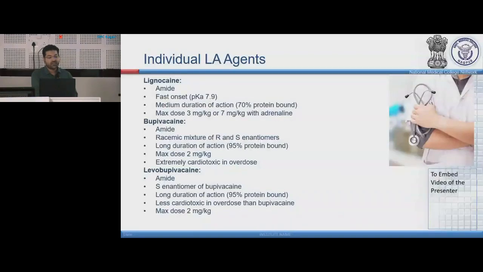Bupivacaine is also an amide, which is a racemic mixture of R and S enantiomers. Long duration of action due to high protein binding, that is 95%. It is extremely toxic to the heart. Maximum dose is 2 mg per kg. We have levobupivacaine, which is the S enantiomer of bupivacaine. Longer duration of action, and it is less cardiotoxic than bupivacaine. Its maximum dose is also 2 mg per kg.